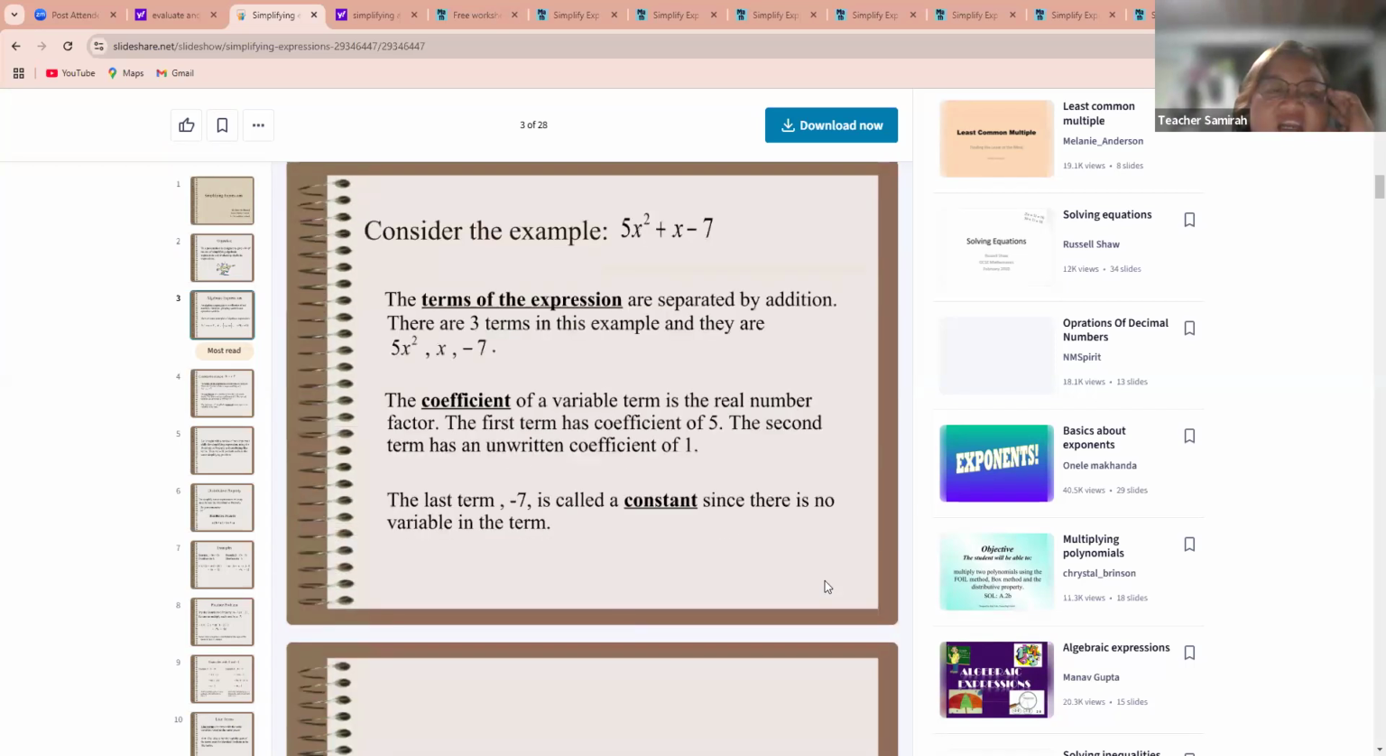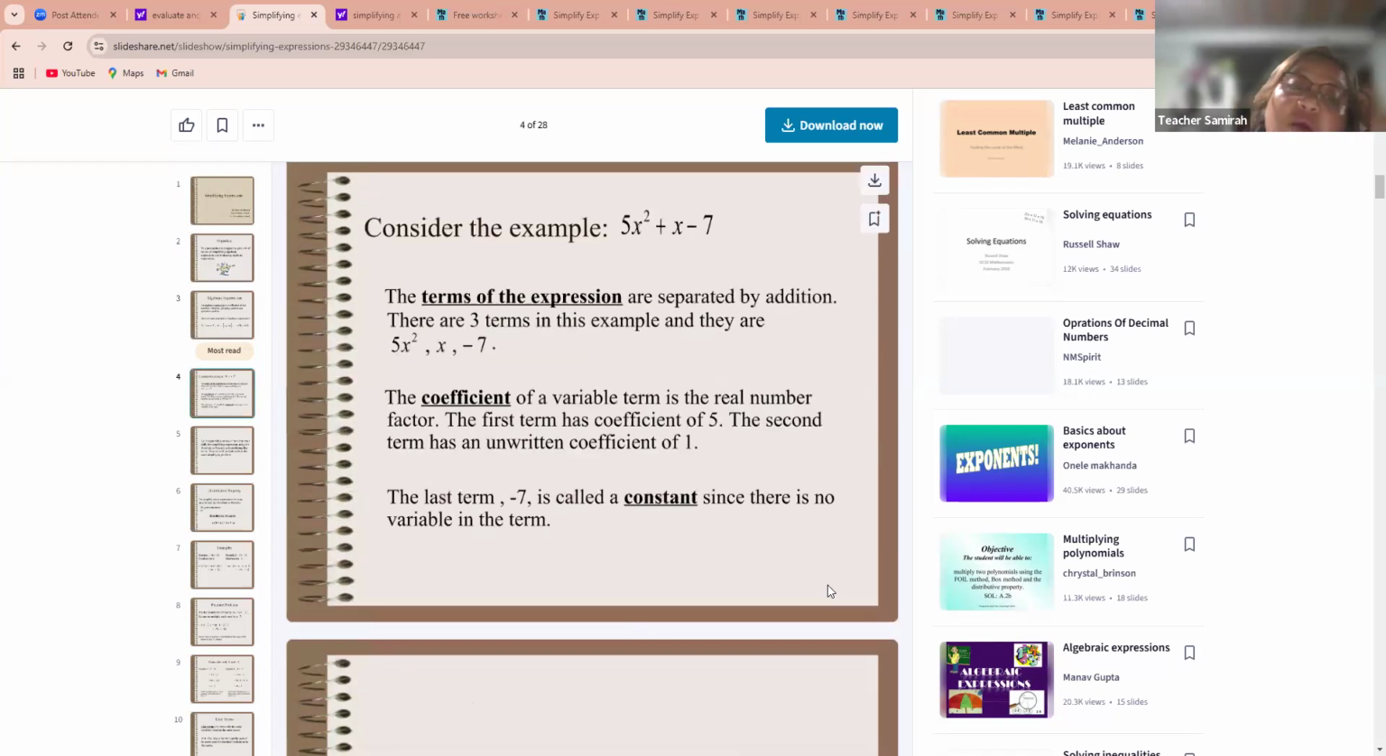And then let us consider the example 5x squared plus x minus 7. We were able to discuss the terms of the expression. How many terms can we see from this given example? 5x squared plus x minus 7. We can say that there are actually 3 terms, right? What are those terms? The first is 5x squared, the second is x, and the last is negative 7.